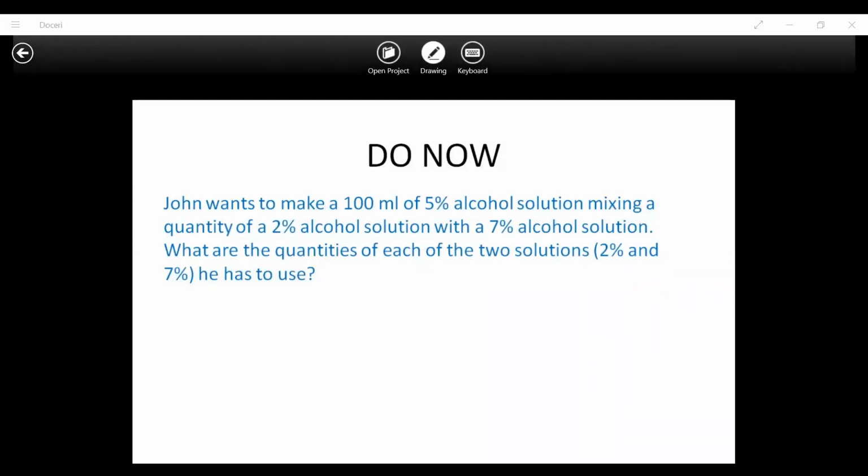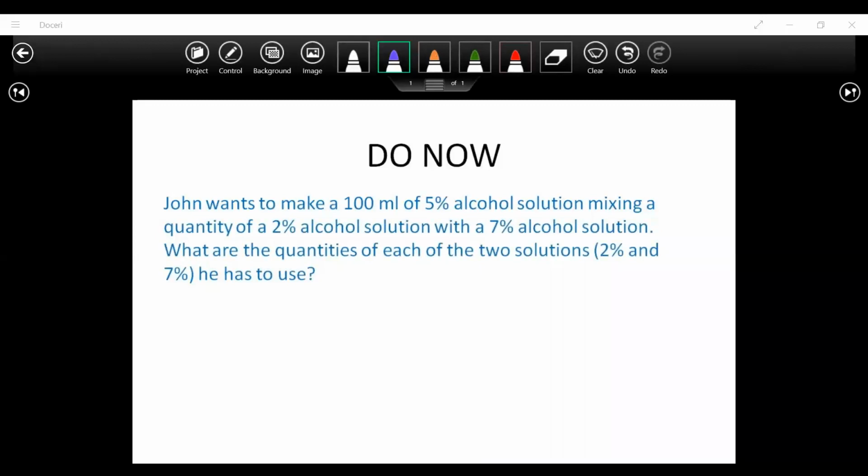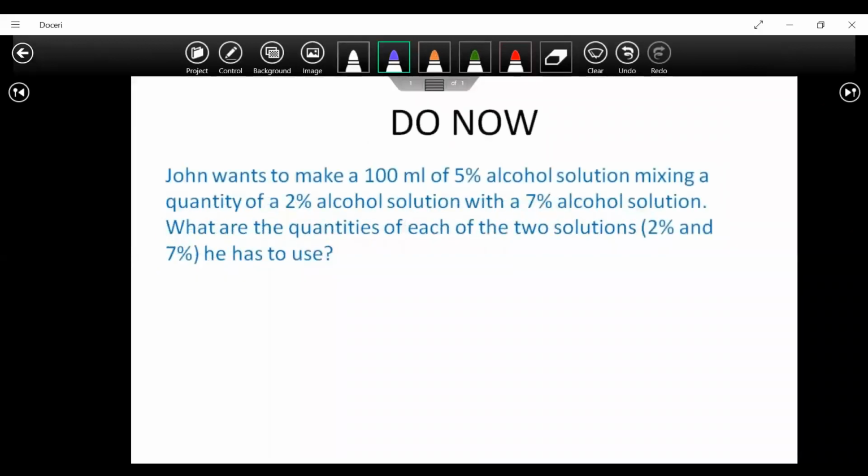Let's try this again. John wants to make, so we have our two solutions, right? We have solution 1, solution 2, and we have our final solution. He wants to make a 5% solution of 100 milliliters of water or whatever.